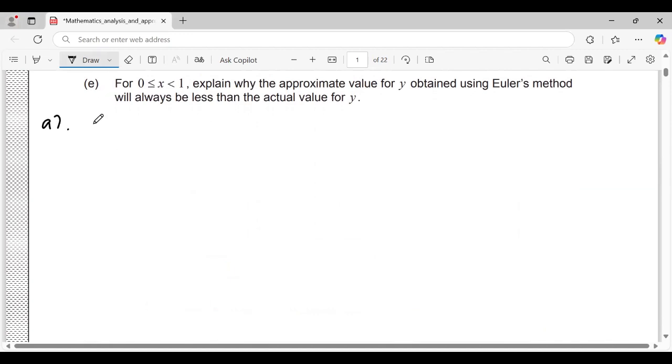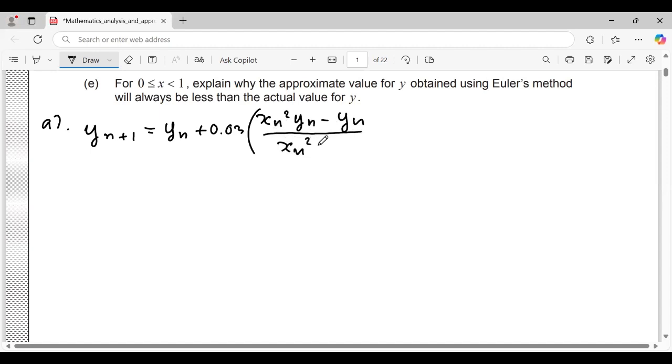According to Euler's method, this is the formula: yn plus 1 equal yn plus 0.03 times xn squared yn minus yn divided by xn squared plus 1. So y0 equals 3 and x0 equal 0.